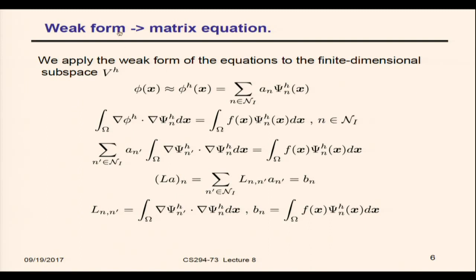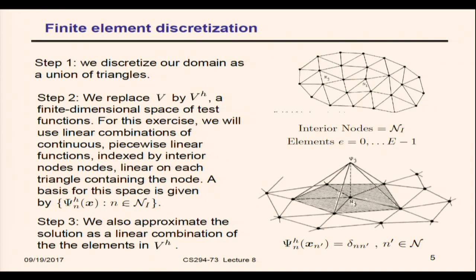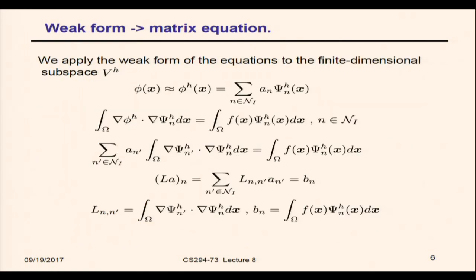So here's how we go from weak form to a matrix equation. We approximate phi of x by phi h of x, the finite dimensional approximation, which is just the sum over n in the interior nodes of weights a_n times basis functions. By the way, some notation I forgot to mention: I will denote the collection of interior nodes by script N sub I, and the elements I will always denote as a linear array going from 0 to E minus 1. So there are E elements.